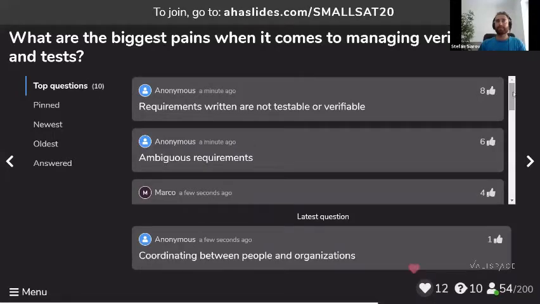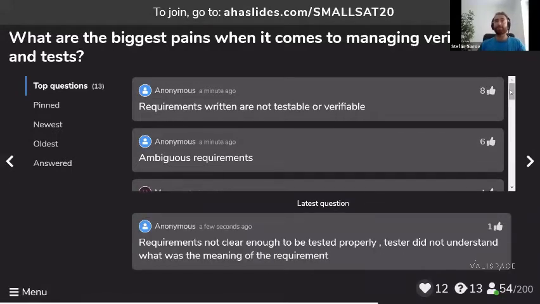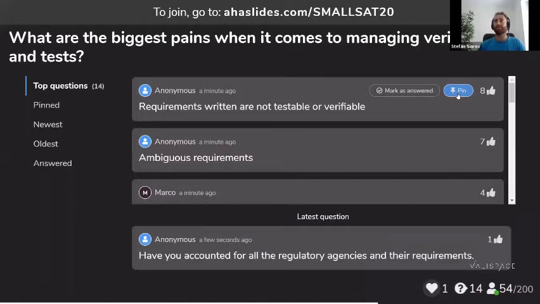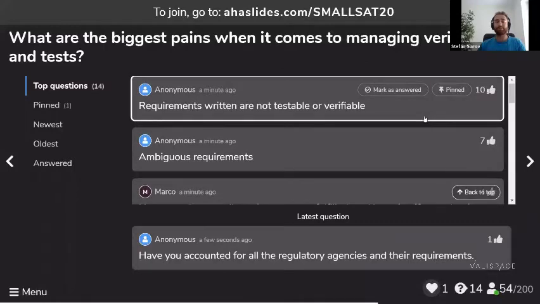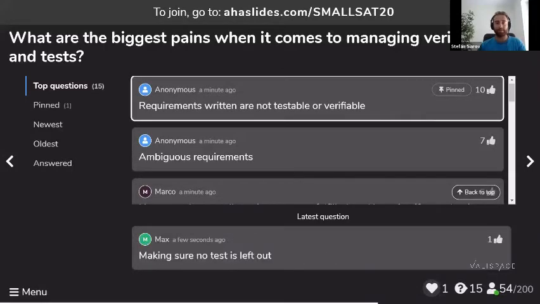All right, fantastic. I think we have already 10 specific pains. At this point in time, I'd like to pin the very first one that we have upvoted here. Someone wrote, requirements written are not testable and verifiable. Maybe if you could just briefly raise your hand, my colleague Maria can then unmute you and you can expand a little bit further on that pain.